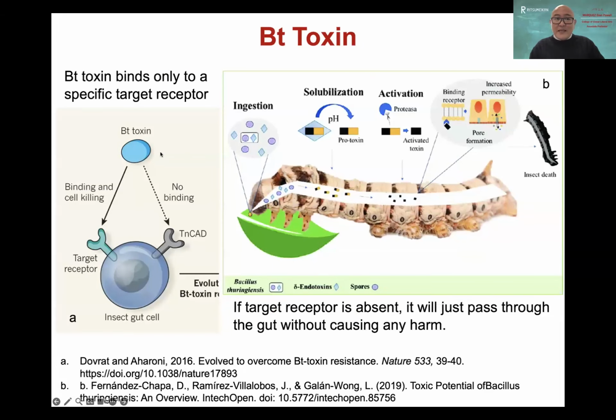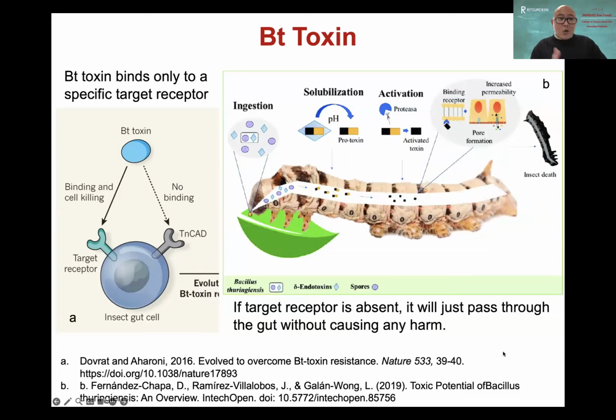So it is safe because BT toxin is a protein that only binds to a specific target receptor in the gut lining of this worm. In their digestive tract, there's a target receptor, and it binds there and kills them. If the target receptor is absent, it will just pass through the gut without causing any harm. So even not all insects are killed by this BT toxin.